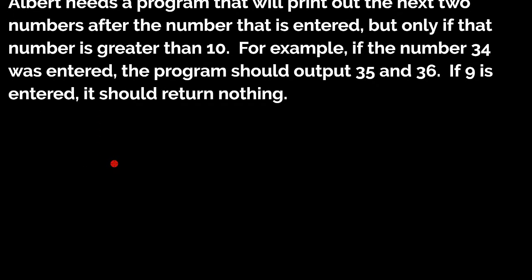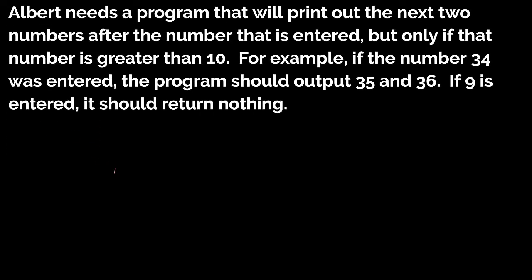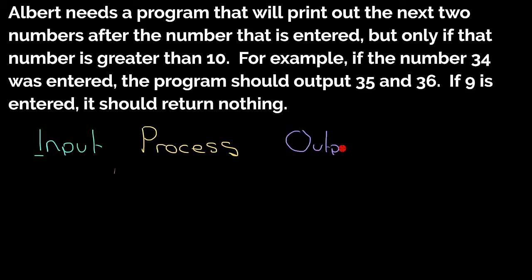Here's how we use an IPO table. We have 4 columns. The first one is input, I for input. The next one is processing, and this is where a lot of the work gets done and possibly the trickiest part that you need to worry about. Then you have output. And finally, you have decisions, so any decisions that you need to make.